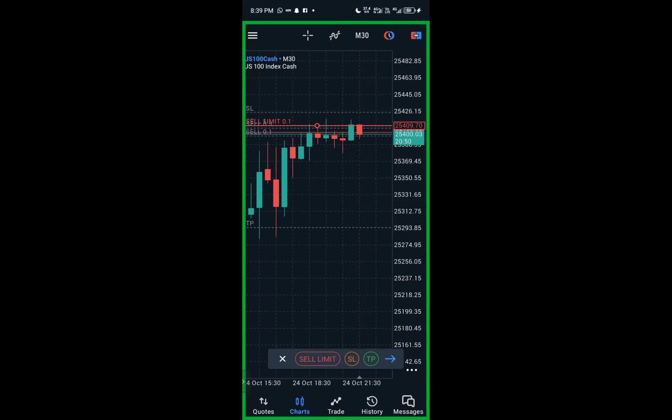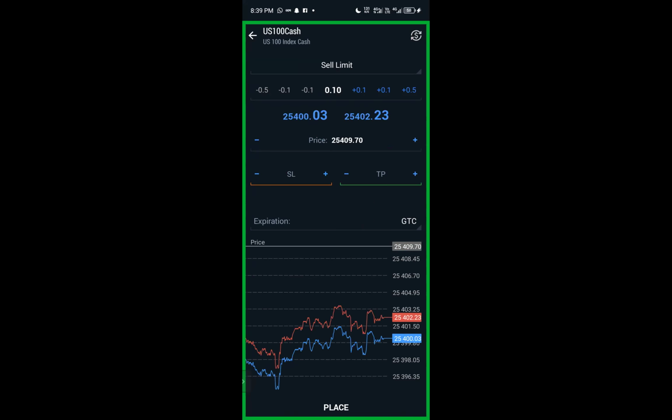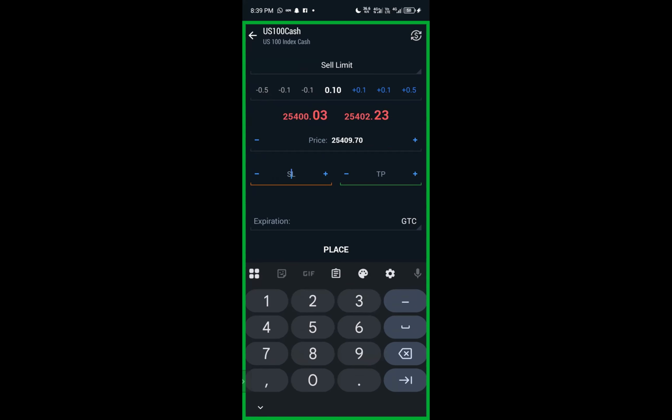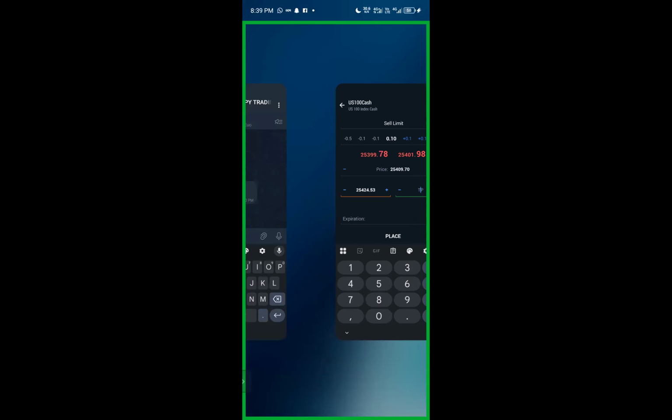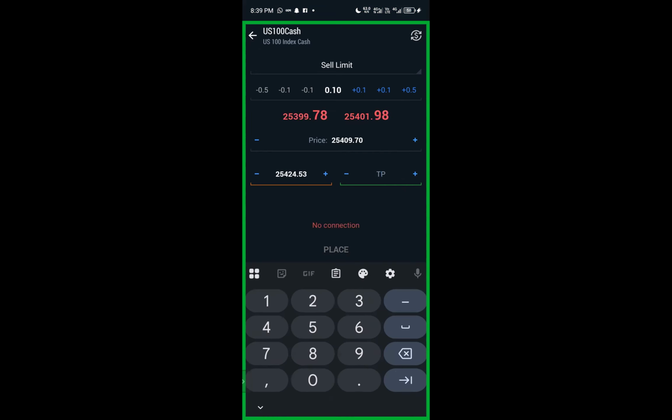Now click on this blue arrow that is down. There's a blue arrow down. Now you can set a stop loss. That stop loss that we have, set it as the stop loss. And the TP. So I click on place, right? Yes, please.